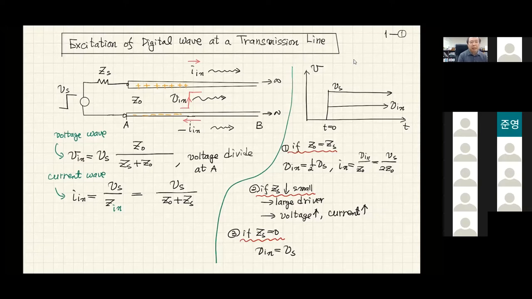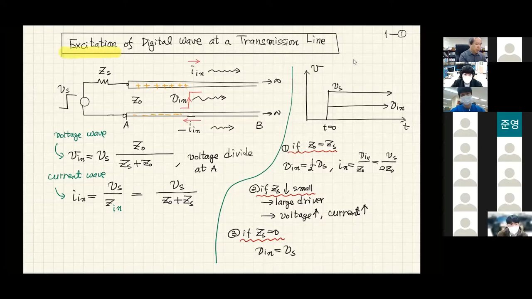Today in this class, I'm going to talk about the excitations, propagations, and reflections of digital waves along a transmission line. Up to the previous class, I was talking about the basics and properties of transmission lines, including the impedance and phase velocity. Now I'm going to move a little bit into the actual propagation. So today I will start with the excitation.